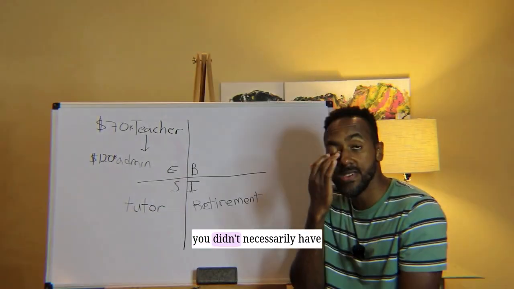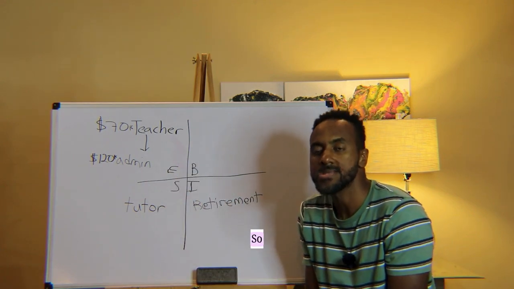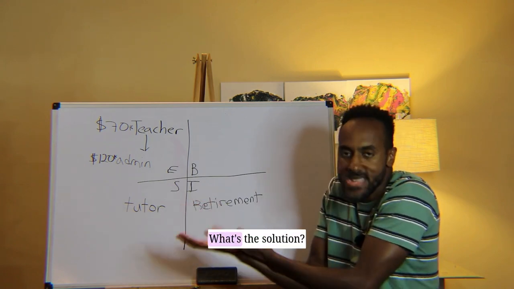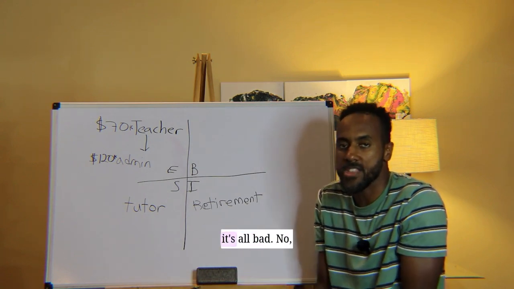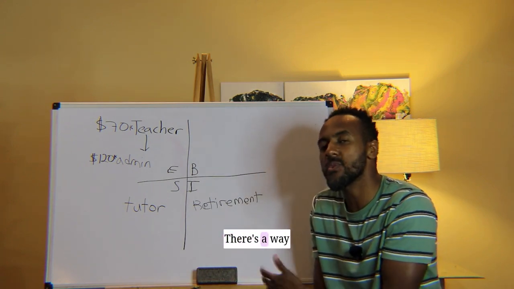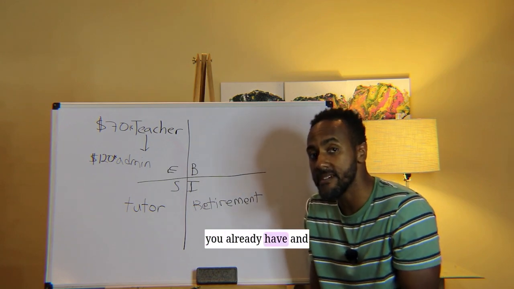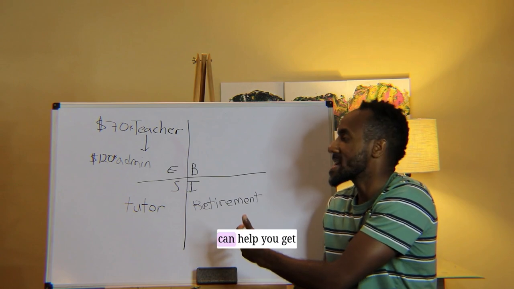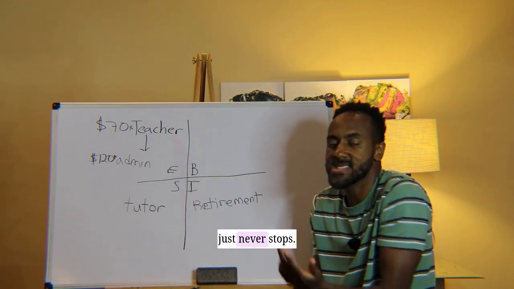I submit to you that you didn't necessarily have an income problem. It was more so a cash flow problem. So how do we break this cycle? What's the solution? What's this all about? Am I just saying, oh man, it's all bad? No, it's not all bad. There's a way that you can take the skills, the ability, the knowledge you already have, and create something that can help you get off this rat race, get out of this wheel that just never stops.